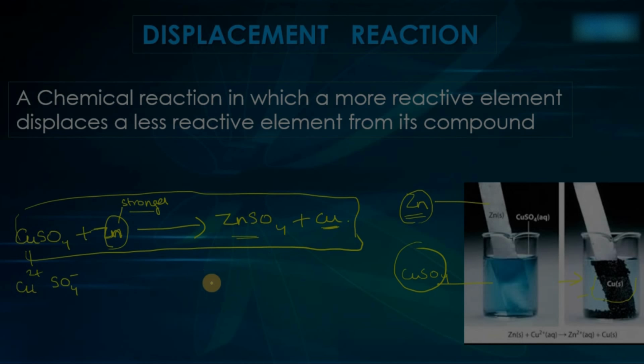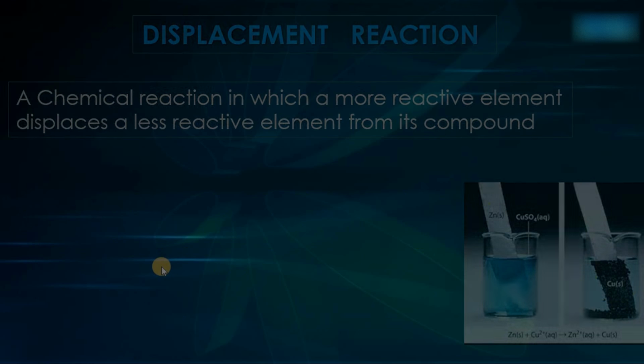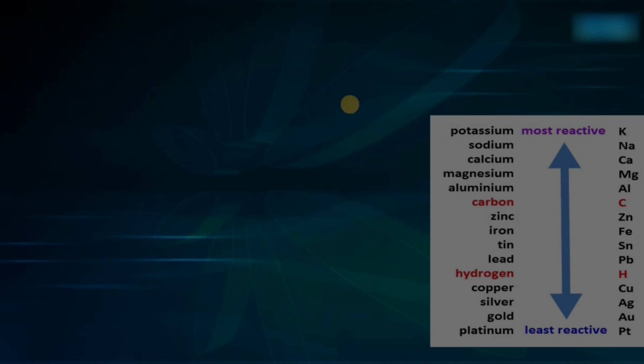For that we have a reactivity series. Now in that series, from above to bottom, the metals are arranged in terms of their reactivity. That is, more reactive elements are on the top side while lesser reactive are on the bottom sides. So let us look at this reactivity series. Now this is the reactivity series. As you can see, potassium is the strongest. Sodium, calcium, magnesium, aluminium follow.